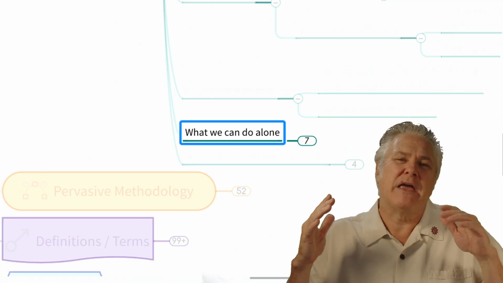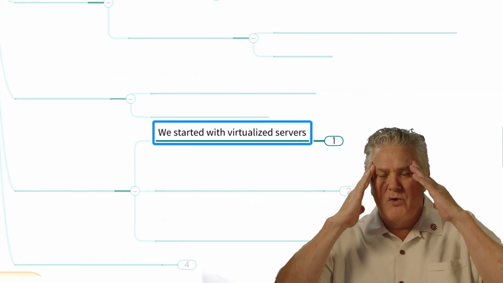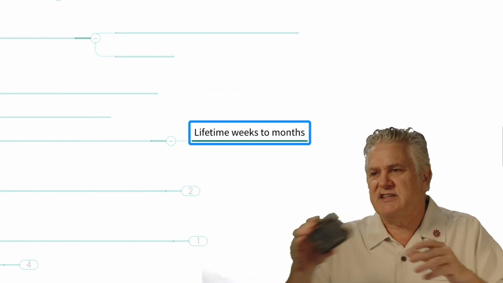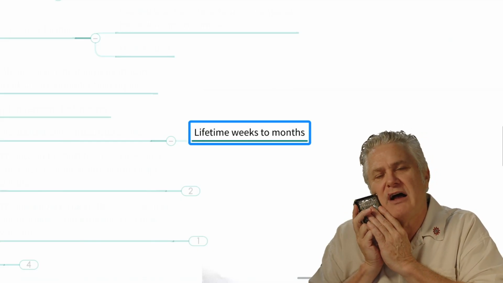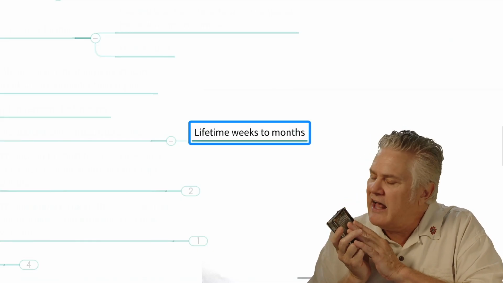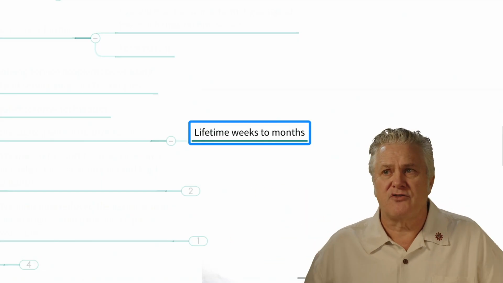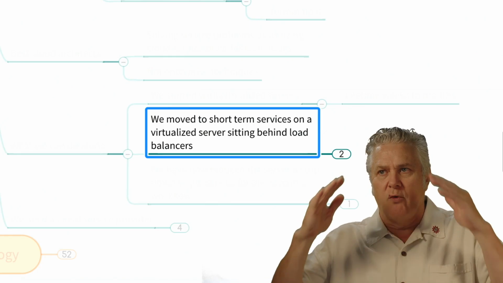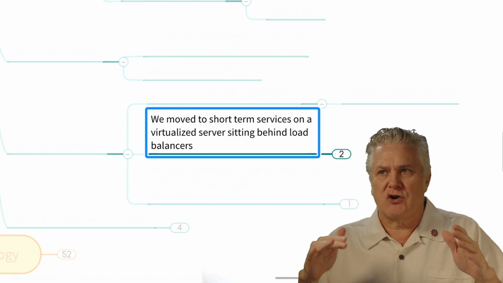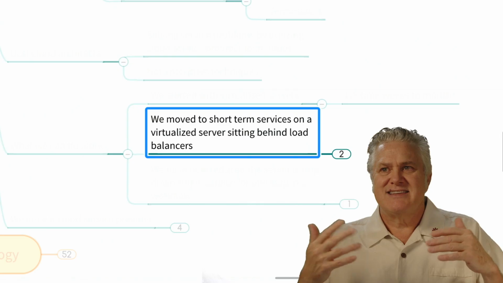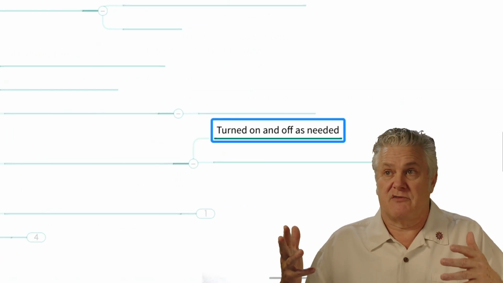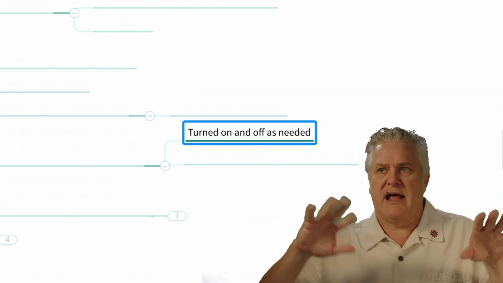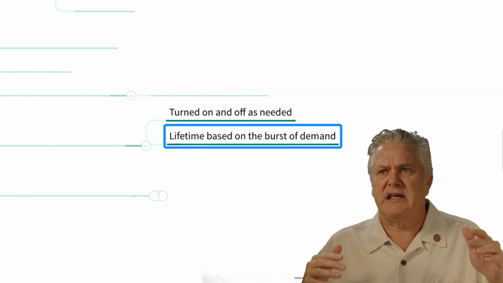Now, let's talk about what we can do alone for a second. So we could start with virtualized servers, those lifetimes where I say, oh, this is my favorite pet server, I love it. Oh, I've had it for, no, we don't do that. Now in virtualization, the lifetime is either in weeks or in months. And so what we do is we start moving to short-term services on a virtualized server sitting behind probably a load balancer, right? And so we can turn those servers off depending on what rack they're in and how they're working. We turn them on and off as we need them.